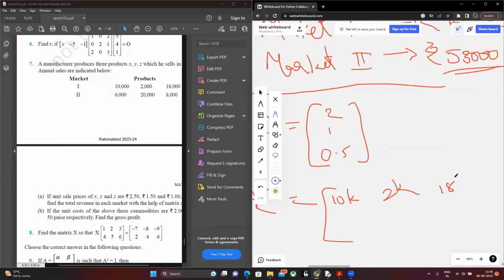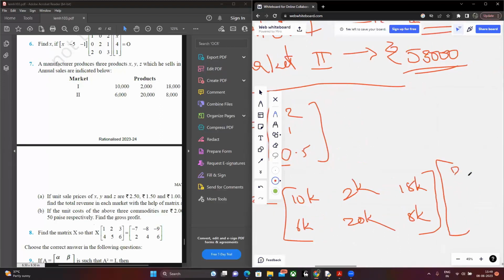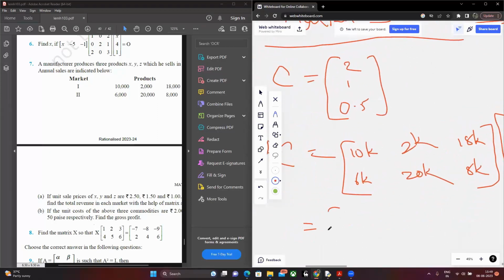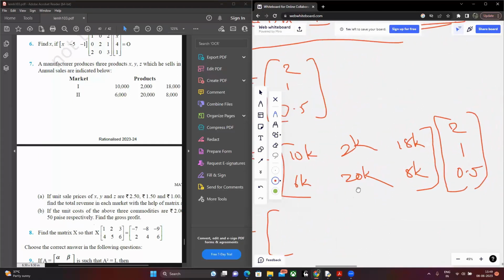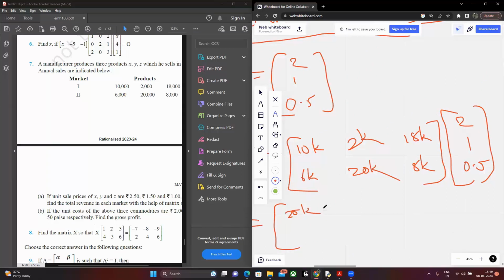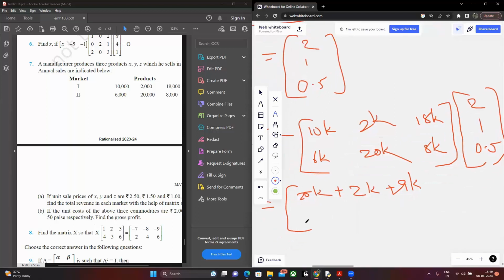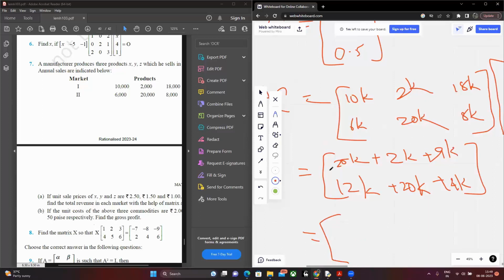There's a shorthand, since I don't want to keep writing through those matrices. 6K, 20K, and then 8K, times 2, 1, 0.5 is the answer. This is equal to a 2 by 1 matrix: 20K plus 2K plus 9K, and this is 6K plus 12K plus 20K plus 4K. This is 20 plus 11, that's 21K.